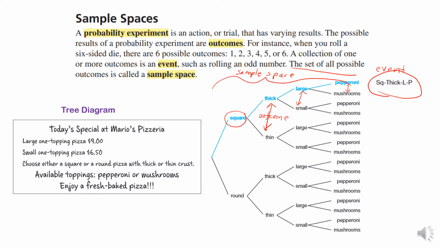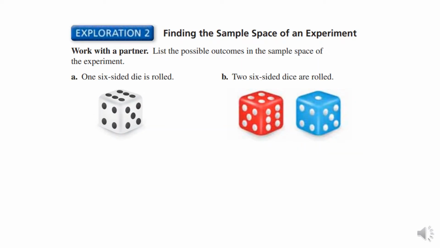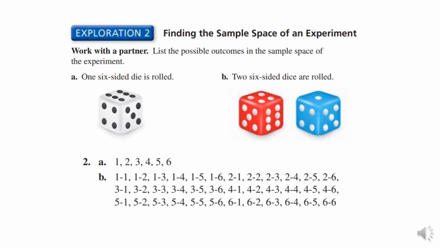Okay? All right. So in exploration number 2 in your journal, you're going to find the sample space of an experiment. So list all the possible outcomes in the sample space of an experiment. 1 6-sided die is rolled. So obviously the answer for this one is just 1, 2, 3, 4, 5, 6. But what are the possibilities if we roll 2 6-sided dice? This is where you have to think a little bit more. So here's what the answer would look like.